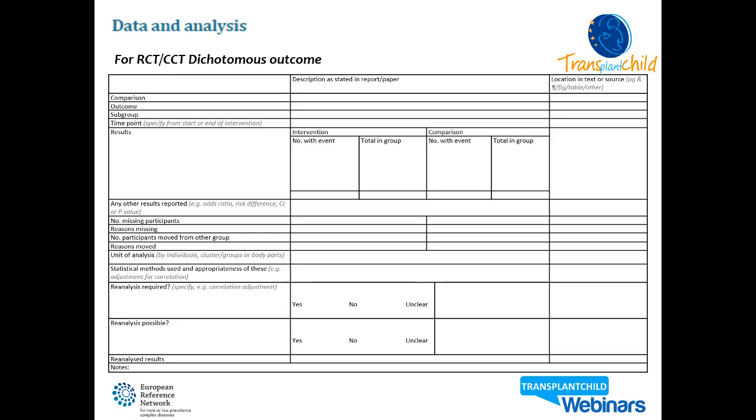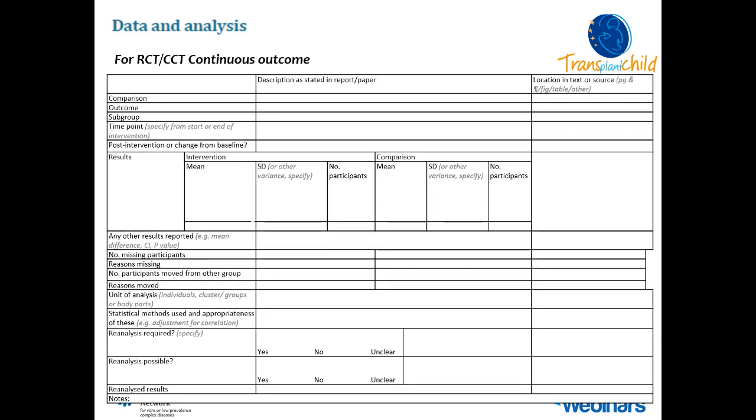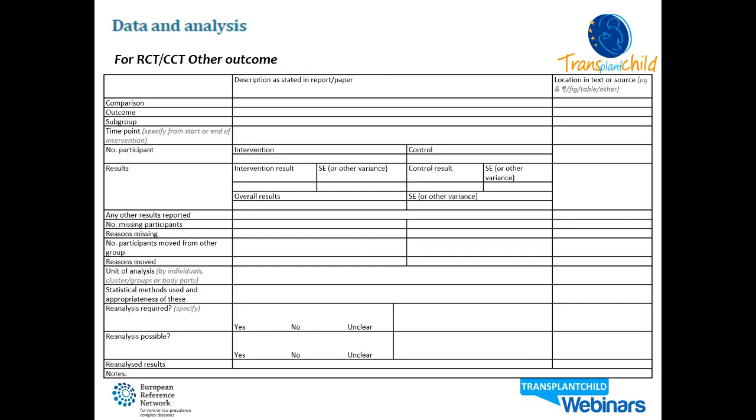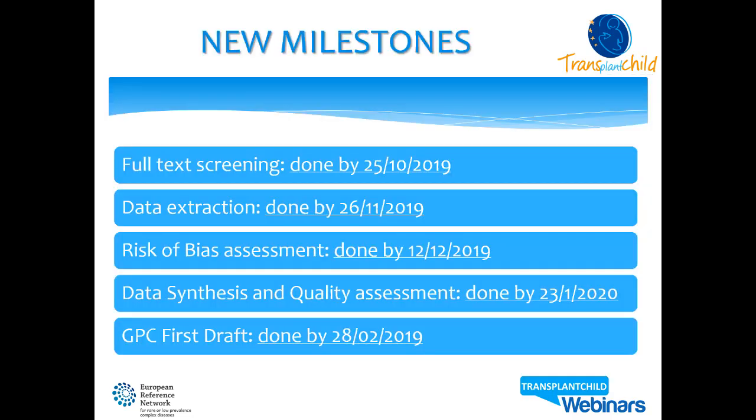Okay, and then the last two rows, reanalysis required and reanalysis possible, forget about that, okay, because only the people who are going to work on the analysis can fill that. And for the continuous outcome, you can see something similar. Instead of having number of events, we have mean, standard deviation, and number of participants. The rest is exactly the same. And in other outcomes, we have said just, okay, give me something about how they are measuring the intervention. So intervention result, control result, and the standard errors or other types of variance. Okay. So this is for the data analysis.